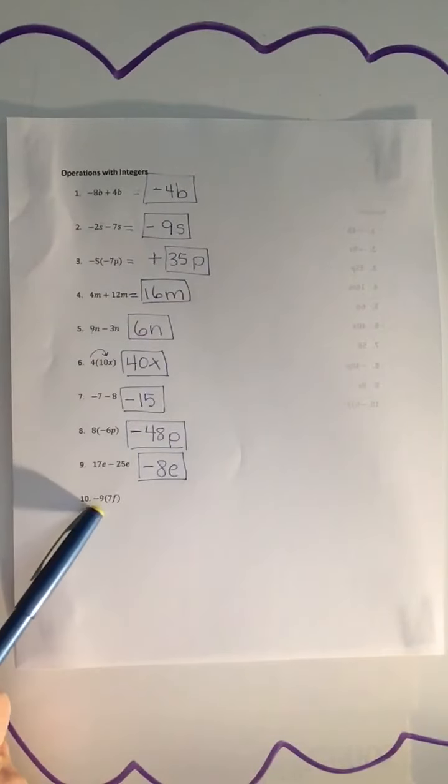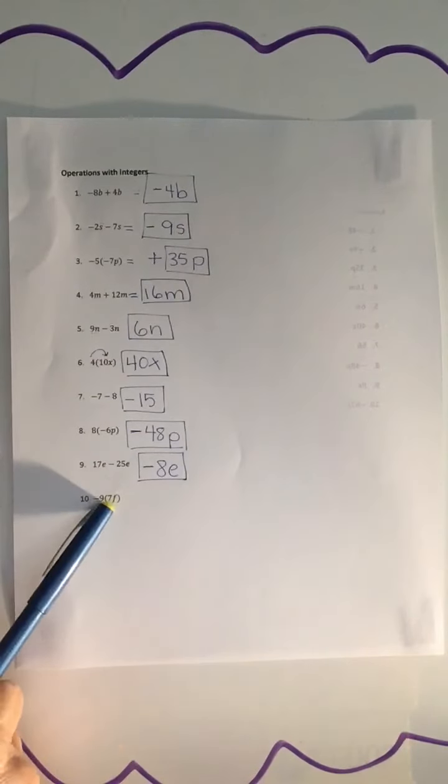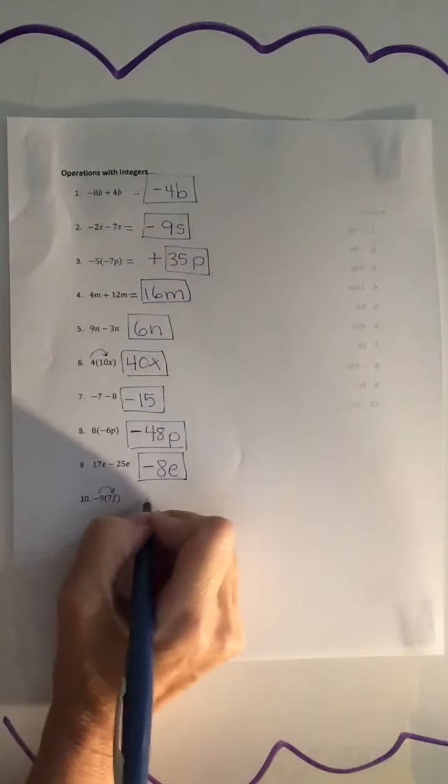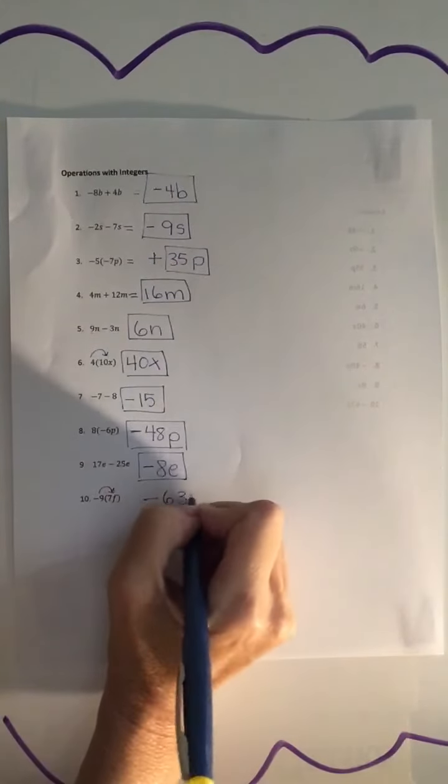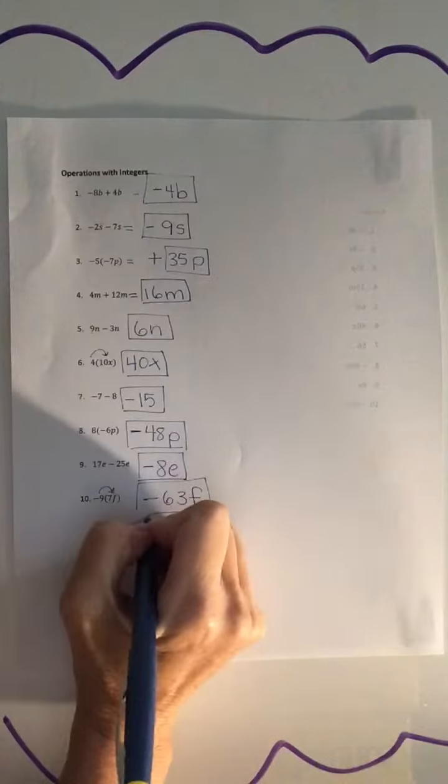And multiplication again. Remember, the rule is different than addition and subtraction. A negative times a positive equals a negative. 9 times 7 is 63, and then nothing times the f is still f. And there you have it.